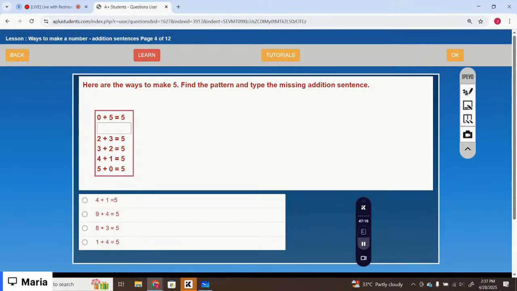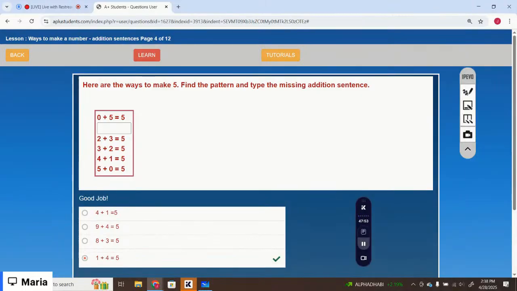Here are the ways to make 5. Find the pattern and type the missing addition sentence. One plus 4 equals 5. The last option is the correct option. That is 1 plus 4 equals 5.